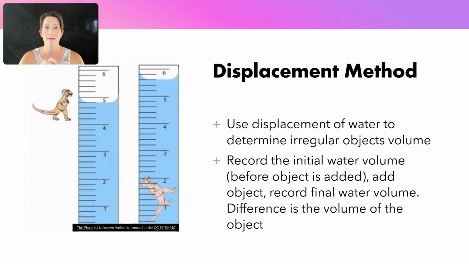Now, what if an object has an irregular shape, right? We're not measuring volume with a liquid. We are measuring a solid, but not one we can use a ruler to find volume. So displacement method is one of the most common methods to determine volume, because the amount of water displaced is the volume that the object is once it's submerged.